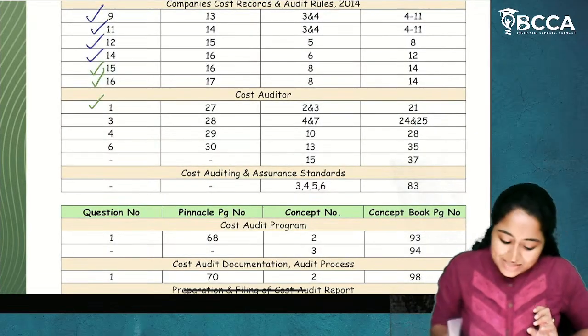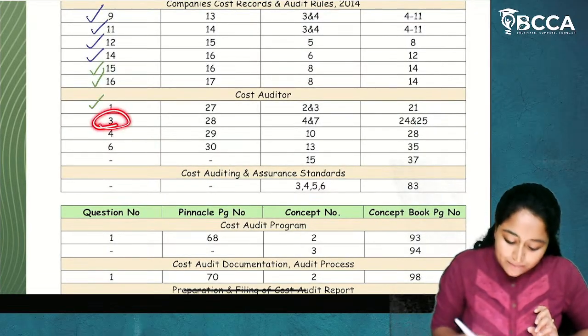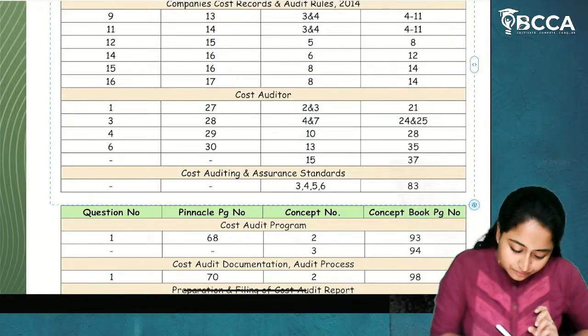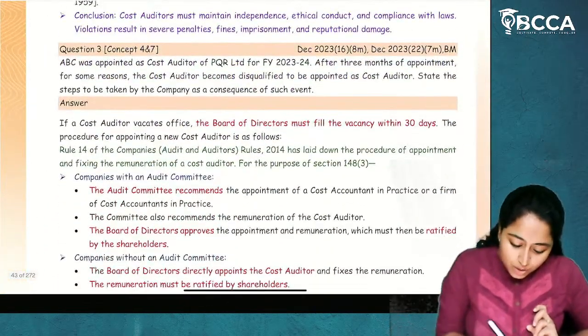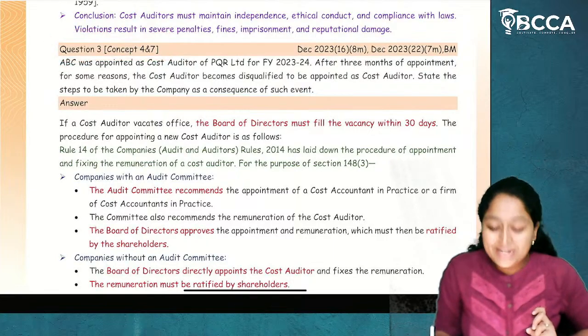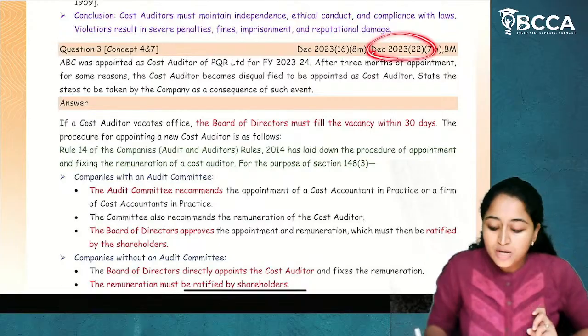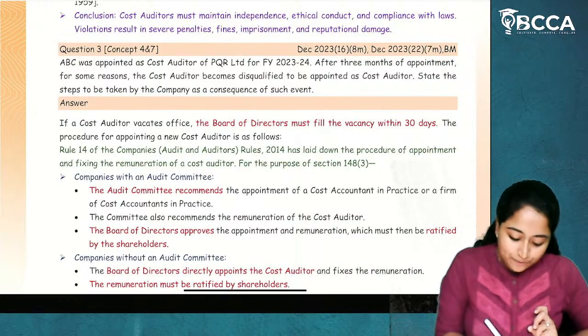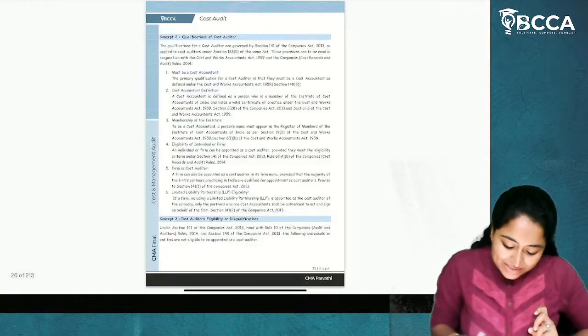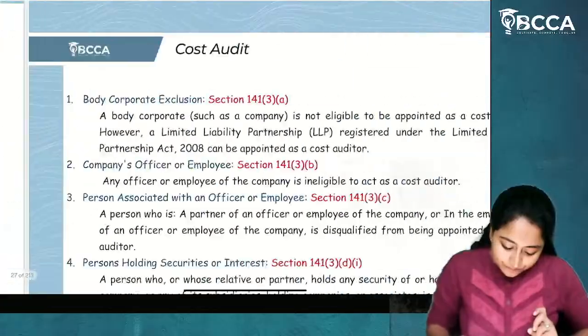Now, question number 1 is done. Now, what is question number 3? Question number 3 is from concept 4 and concept number 7, which was tested in December 2023, in both the 2016 syllabus and 2022 syllabus, and it is also a board material question. Now, what are concepts number 4 and 7 from our concept book?